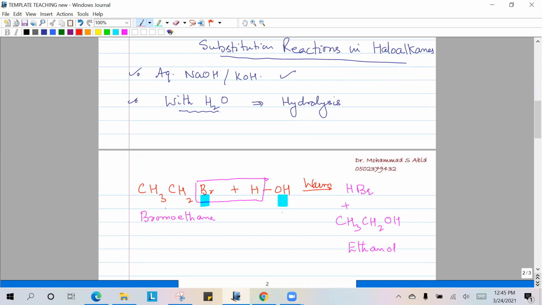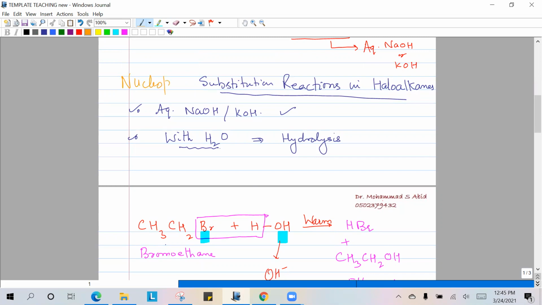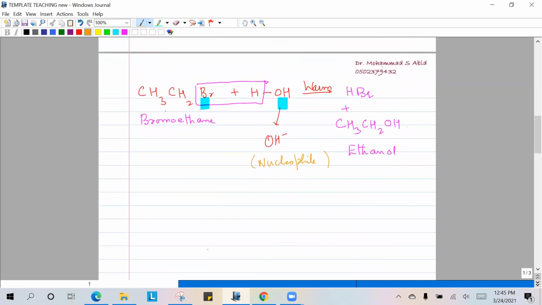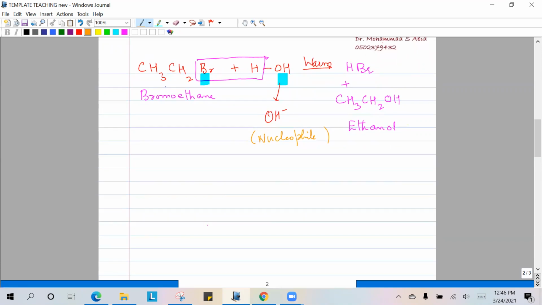The OH over here, the OH minus, actually comes when water breaks as H plus and OH minus. So this is behaving as a nucleophile. All these reactions we are talking about are nucleophilic substitution reactions. For this, we have already talked about the mechanism also, how the OH reacts and what happens. According to the specification, it is not required, but you can still understand it.